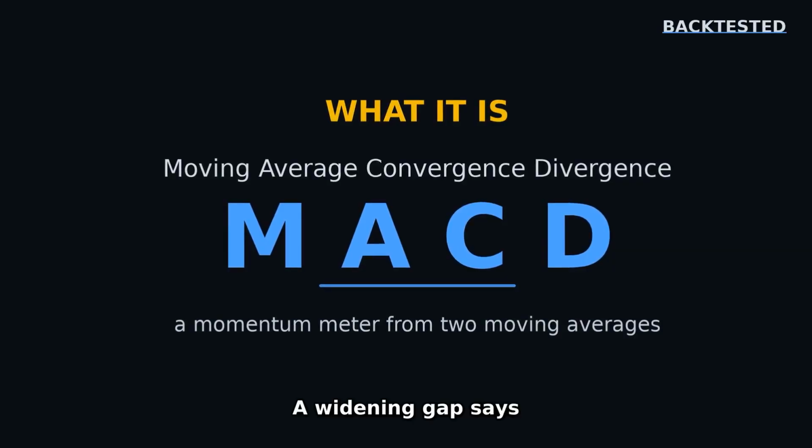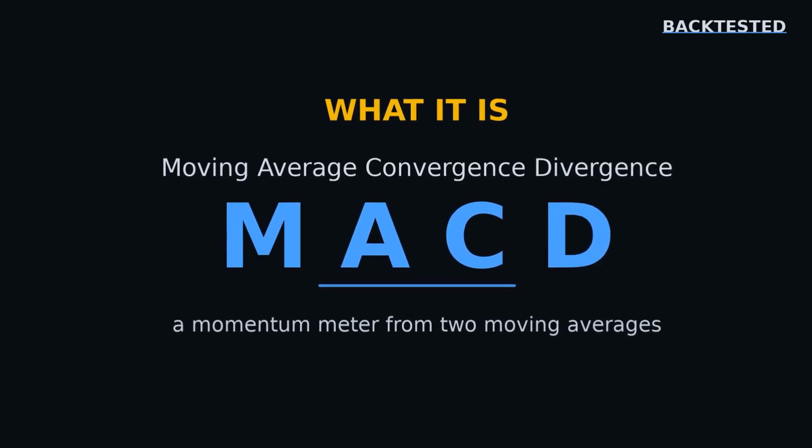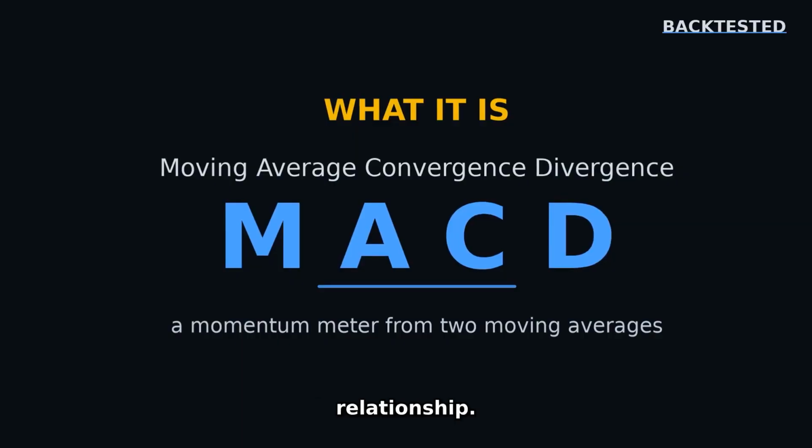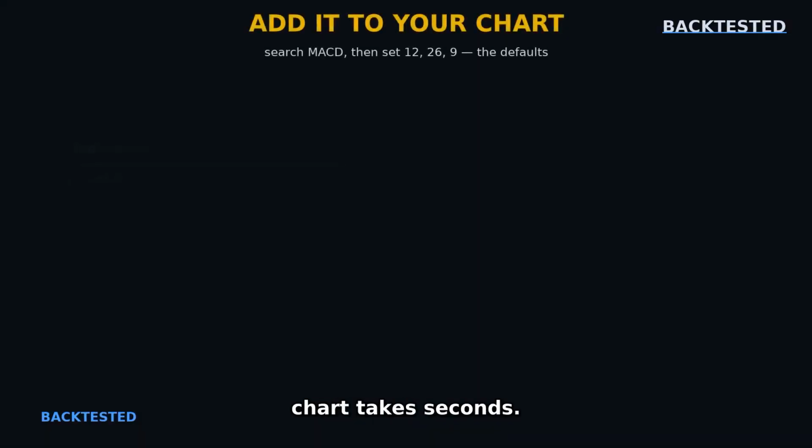A widening gap says the move has force behind it. A narrowing gap says that force is draining away, even if price is still moving. Keep that mental picture, two averages and the shifting distance between them, because every signal the MACD gives you is just a different way of reading that one relationship. Simple idea, useful lens.